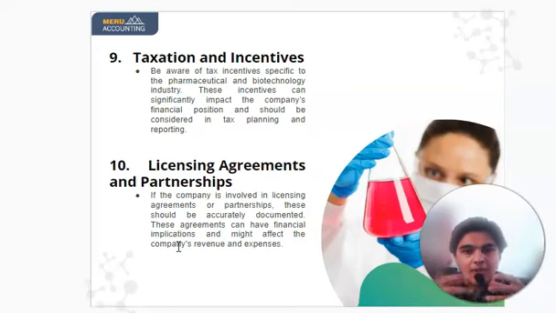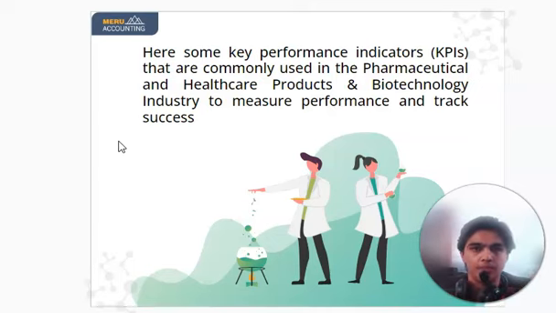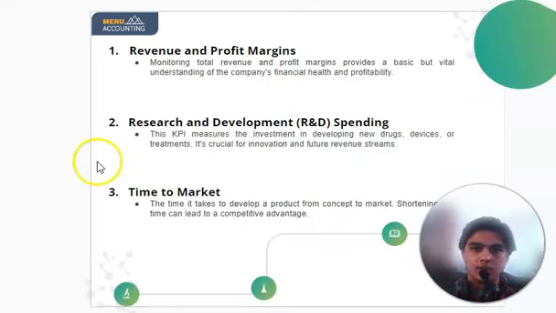These agreements can have financial implications and might affect the company's revenue and the expenses that your company has been incurring. Every industry has some key performance indicators that show how the industry has been growing year by year. So here are some key performance indicators that are commonly used in the pharmaceutical and healthcare product industry. So let's talk about the indicators.